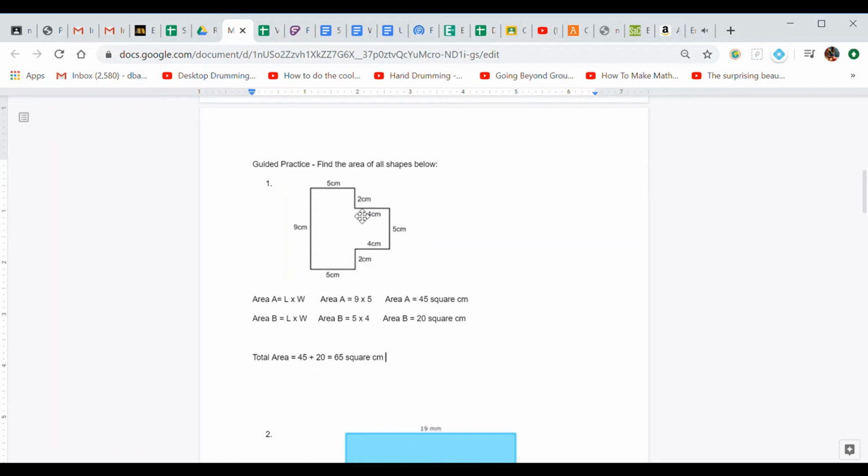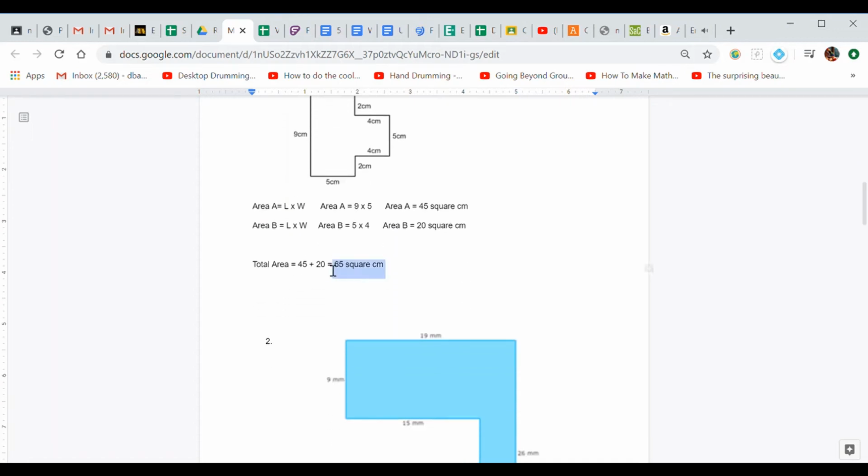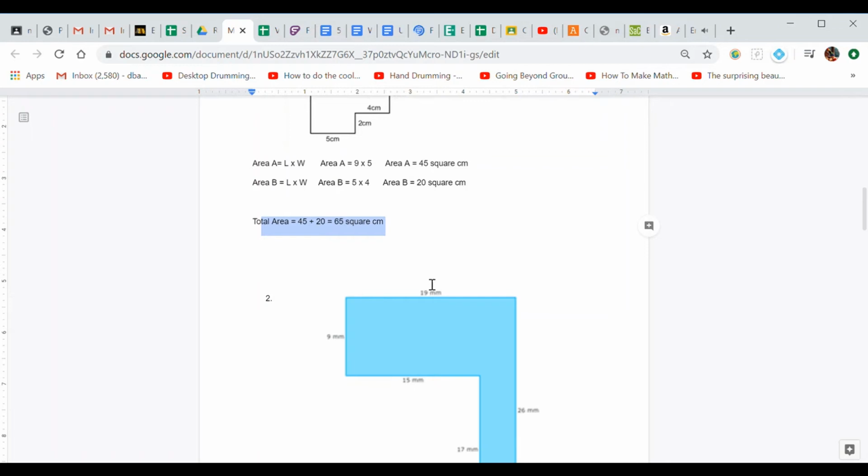Reminder, that's me breaking it up this way. You might have different work if you broke up the rectangle differently, but if you're checking your work with me, the answer's the same no matter what you do, 65 square centimeters.